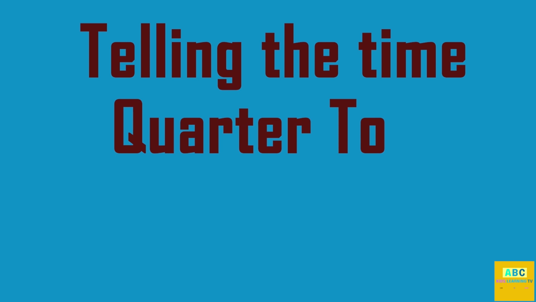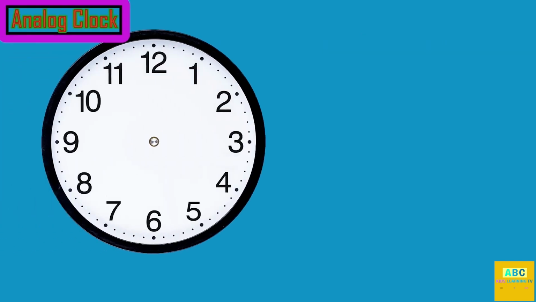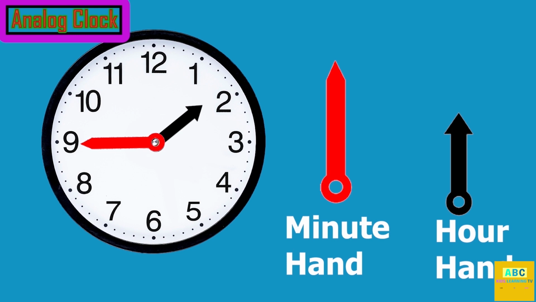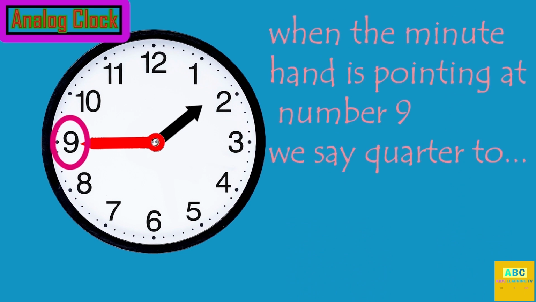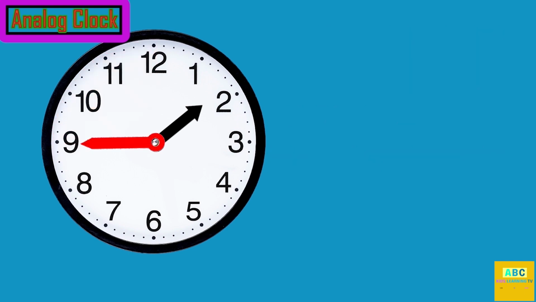Telling the time. 1:45. This is an analog clock and it has two hands. The long hand is the minute hand and the short hand is the hour hand. When the minute hand is pointing at number 9 on an analog clock, we say it is quarter to 2, or 1:45, because there is only a quarter of an hour left until we reach the next hour. If you look at the hour hand, it is almost at the number 2. This means that it is 1:45, because there is a quarter of an hour left until it is 2 o'clock.